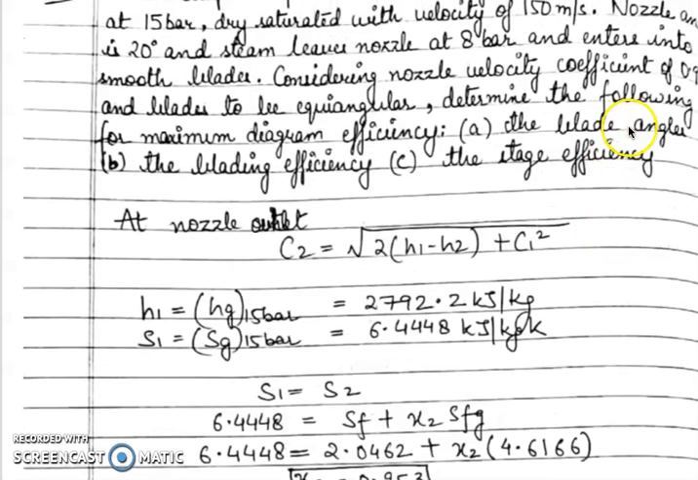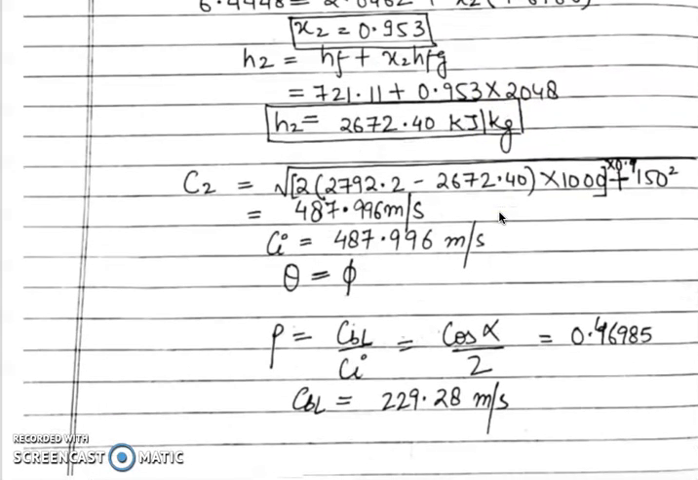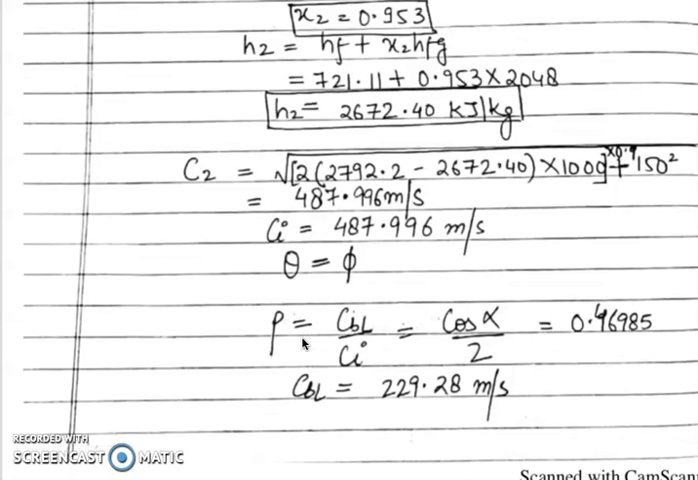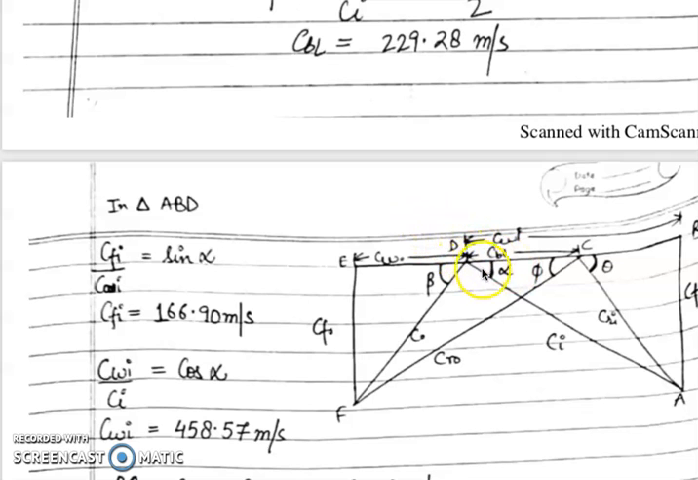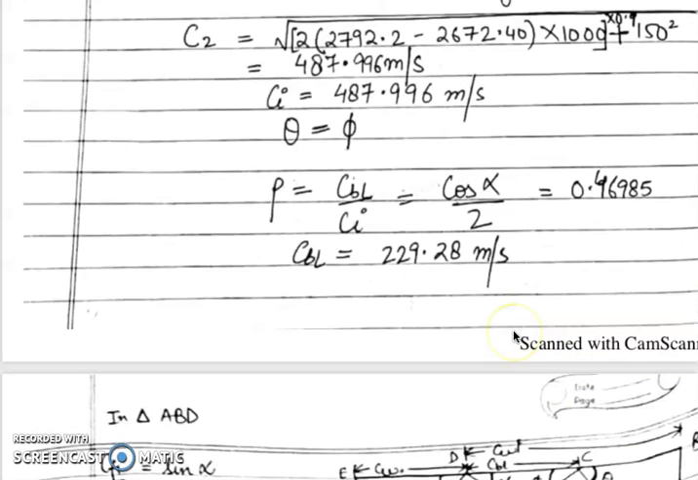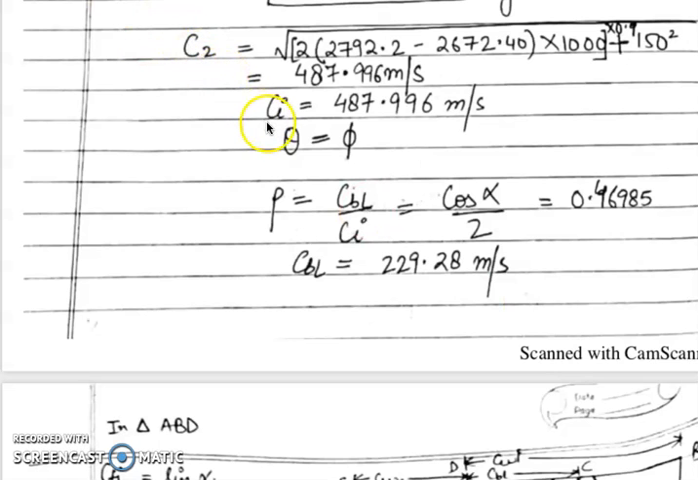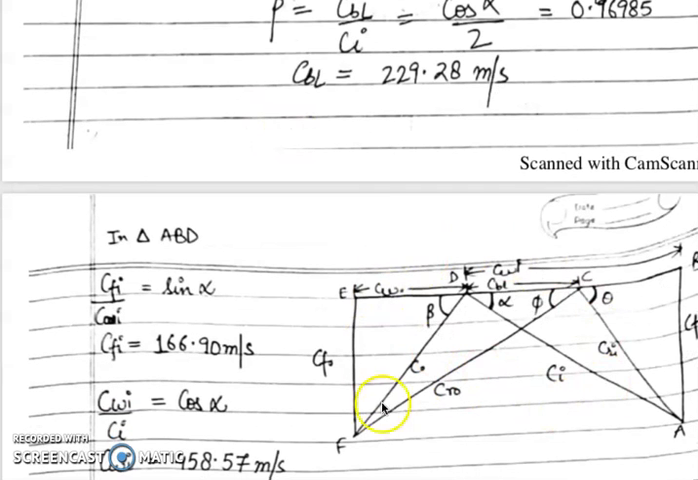This is because it is given, considering nozzle velocity coefficient of 0.9. Nozzle velocity coefficient means that the whole of the enthalpy drop is not being utilized, only 90% is utilized, and hence it will be multiplied. So we obtain C2 as 487.996. This is the initial velocity as it is given, so we have to consider. Now in the velocity diagram we have seen that the steam coming from the nozzle and entering the blade is taken as Ci. So now I have changed the name of C2 to Ci when we are talking about the velocity triangle.